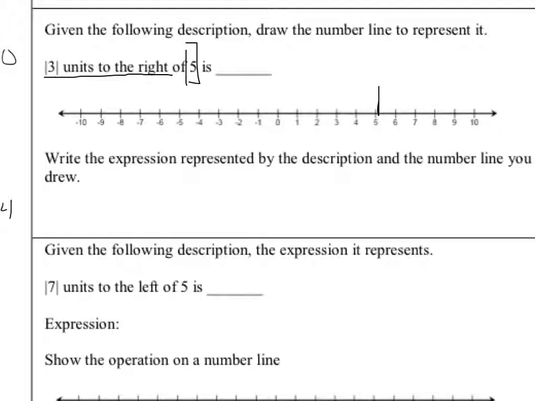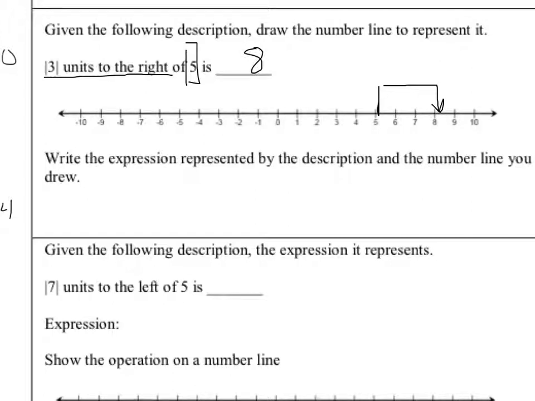Now I just gave away the other piece that we need to do to represent this. It tells us how many units in which direction. So it says 3 units to the right. So I'm going to draw that. 1, 2, 3 to the right. Now we see that the answer here is 8.